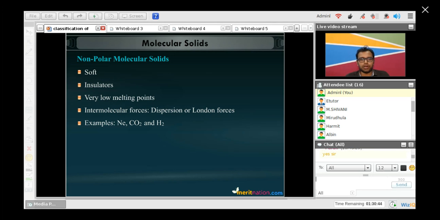A non-polar molecular solid has certain features. Non-polar molecular solids are soft. They are insulators of electricity, right? They are not conductors of electricity because they do not have free electrons, so that's why they are insulators. Now they have a very low melting point. The melting point of a molecular solid is not very high, compared to an ionic solid, and we are talking about the non-polar solid, right?